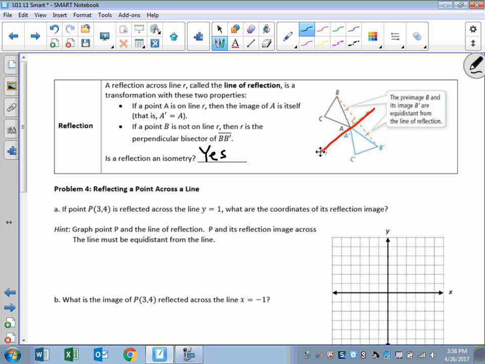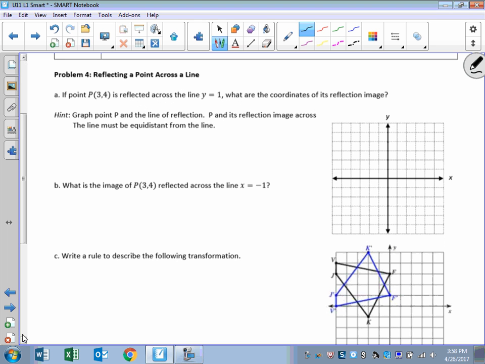Okay. First example, the point (3, 4) is reflected across the line y = 1. What are the coordinates of the reflection? Okay. The hint says graph the line first. That's not a hint, that's just what you gotta do. So where would y = 1 be? You start at the origin, go up 1. Now this is a little counterintuitive, but y = lines are horizontal like the x-axis. Okay, x = lines will be vertical like the y-axis. So that's just a little trick.